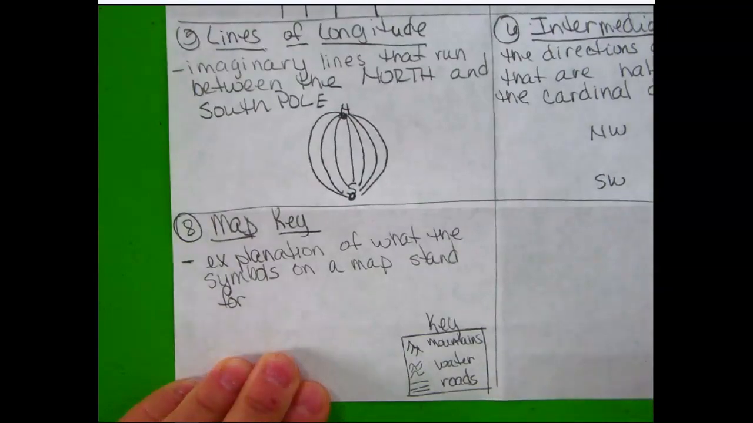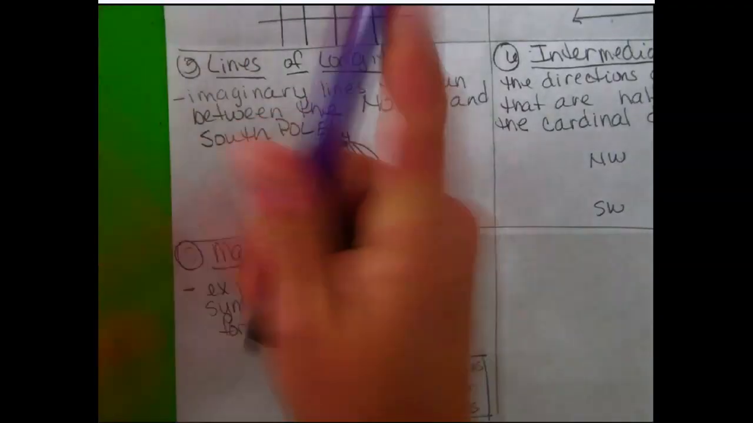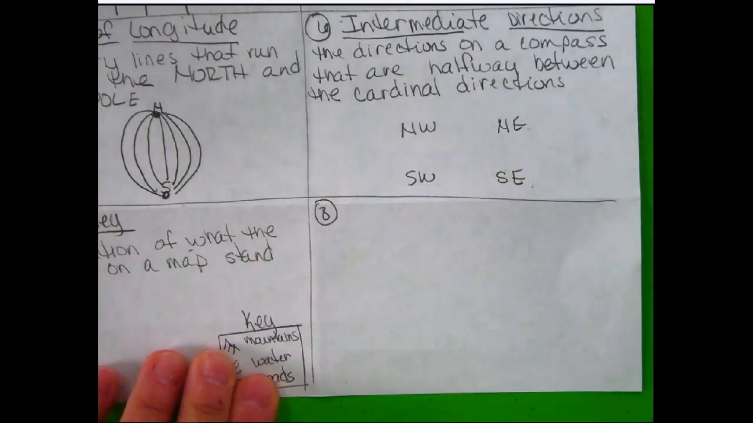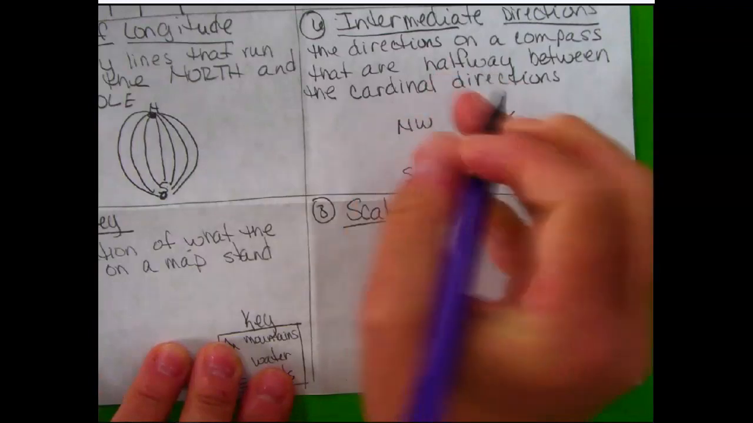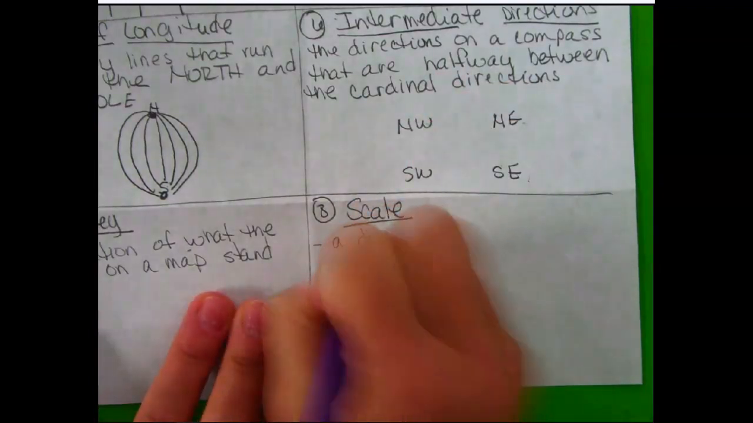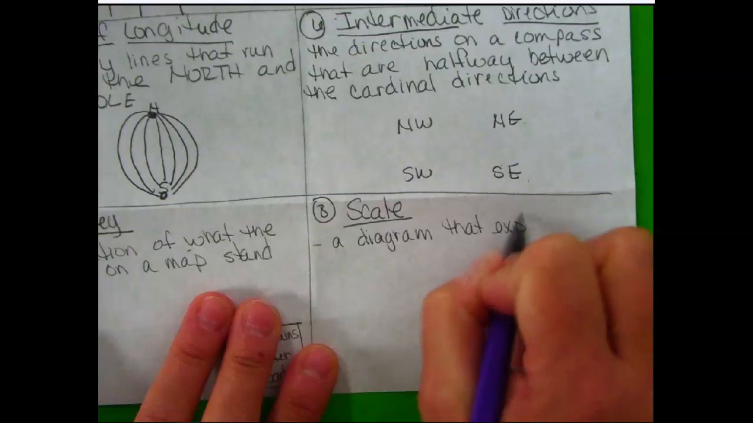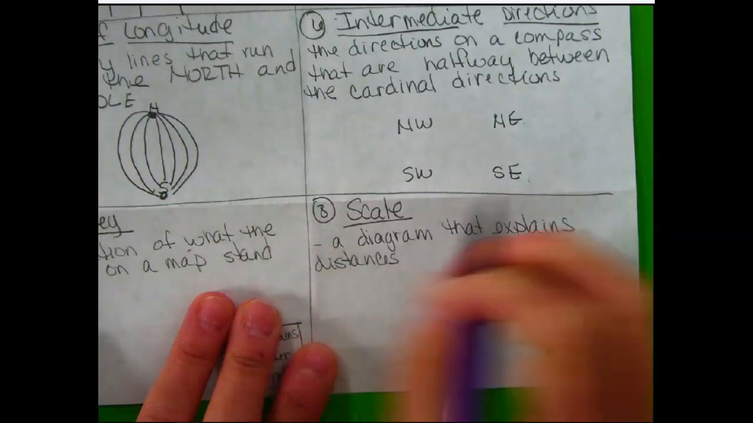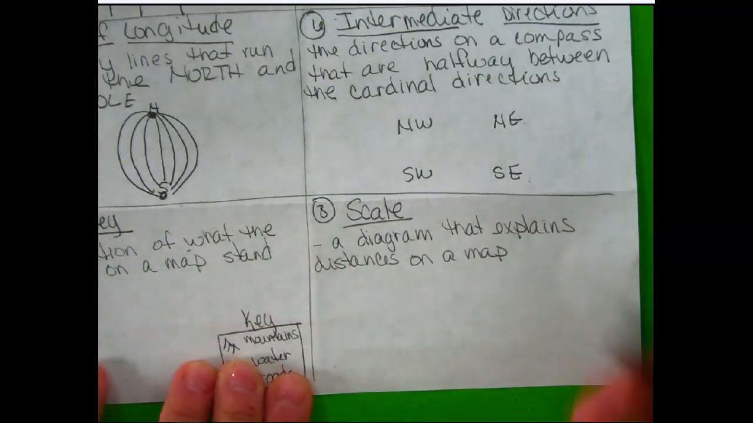I skipped number 7. Did y'all catch that? I went 5, 6, 8, and then 7. That's okay. I can erase this 8 and make it a 7. Go back over here. Now let's put vocabulary number 8. So vocabulary number 8 is going to be scale. A scale is a diagram that explains distances on a map.